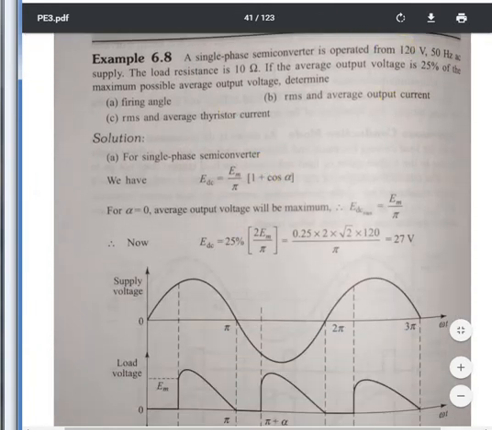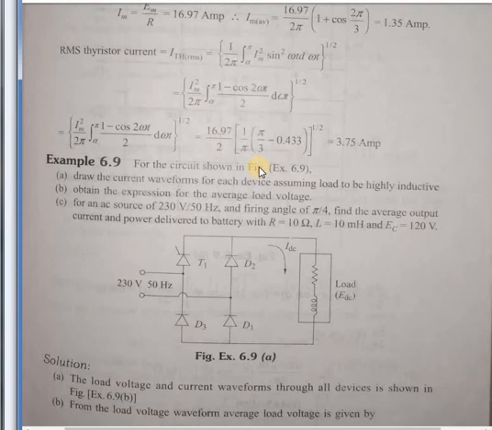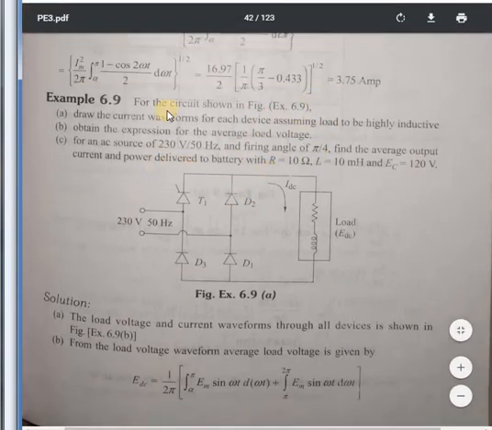This question I also gave you in our second internal. The single phase semiconverter is operated from a 120 volts 50 hertz AC supply, and its resistance is 10 ohms, with an average of 25%. You have to find out the values. You can calculate this. We have done that problem already, so I am not going to revise it.